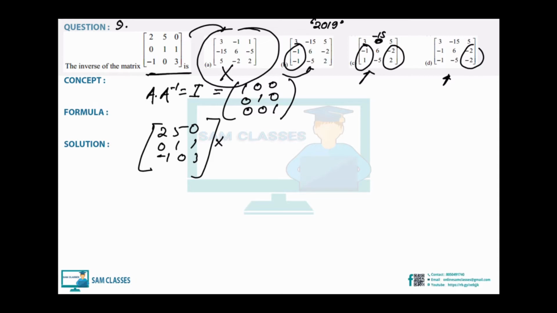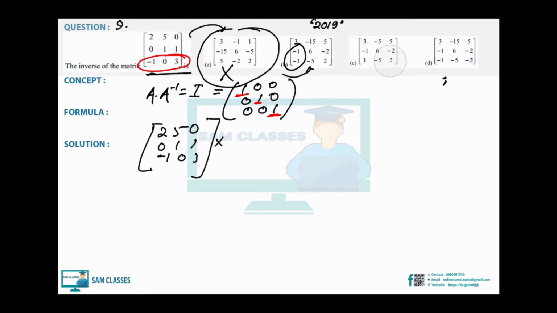Let's see. So we'll multiply and check, okay? Now our target is to get one here, and one here. So in order to get the last one, what do we do? The last row, okay? And the last column, okay? So let's multiply. Minus 1, let's erase it a bit, okay?